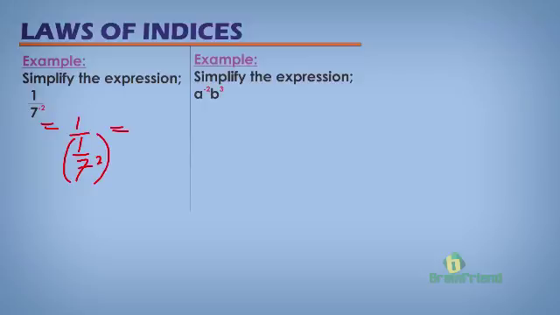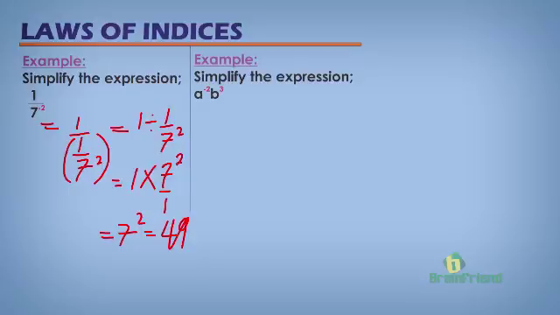And this at the end of the day, it's simply saying 1 divided by 1 over 7 squared, which of course is same as 1 times 7 squared, which of course is 49. That's simple enough.